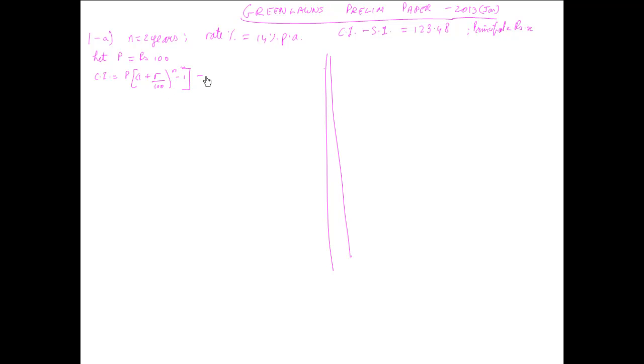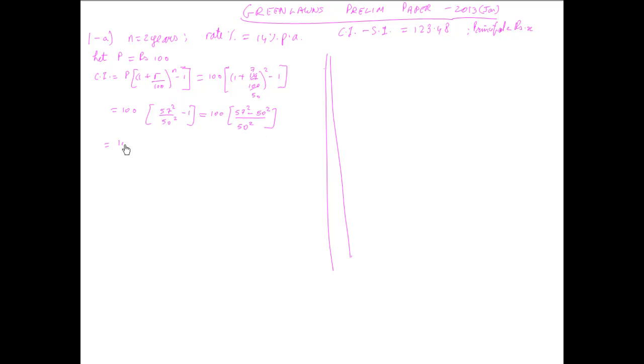minus 1, would come out to be 100 times (1 plus 14 upon 100) to the power of 2 minus 1, which would come out to be 100. This cancels with this, 7 and 50, to give us (57 by 50) the whole squared minus 1, for which we'll do difference of two squares. 57 squared minus 50 squared upon 50 squared.